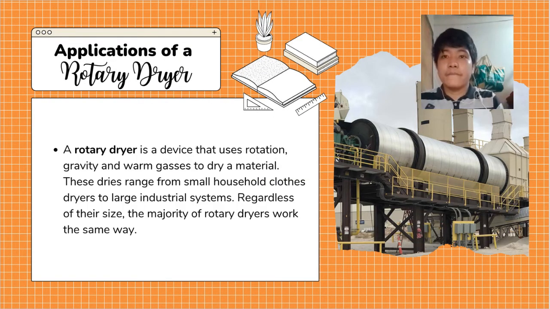Applications of rotary dryer. A rotary dryer is a device that uses rotation, gravity, and warm gases to dry a material. This ranges from small household clothes dryers to large industrial systems. Regardless of their size, the majority of rotary dryers work the same way. An example of a large industrial system, according to Qingdao Pallet Machinery, is that the rotary drum dryer is especially designed for drying sawdust, wood shavings, wood chips, wood blocks, rice hull, chicken manure, grass, bean dregs, cassava residues, and sludges.